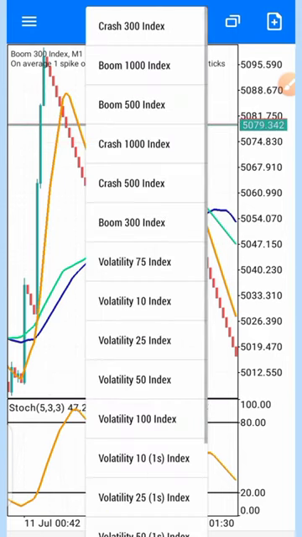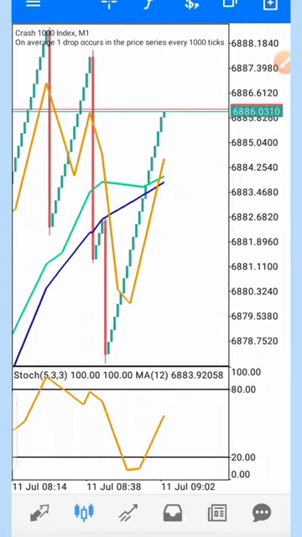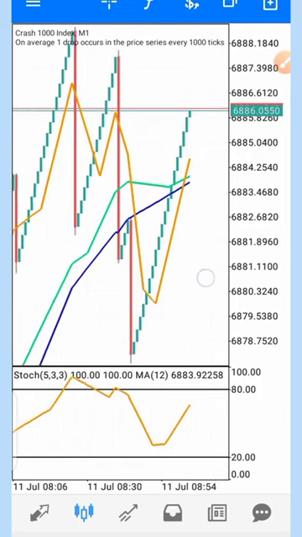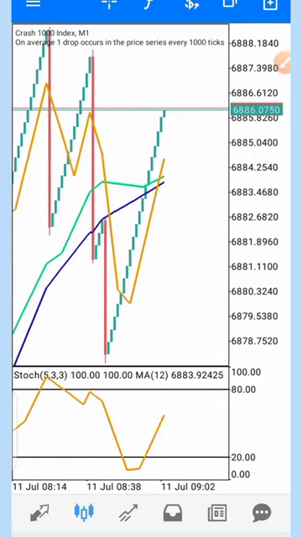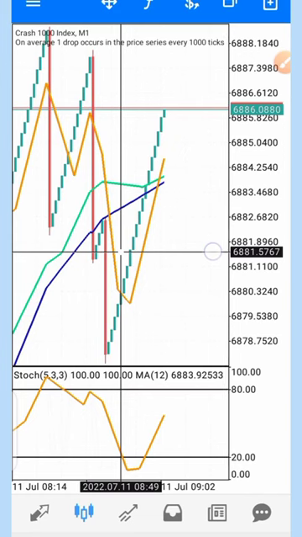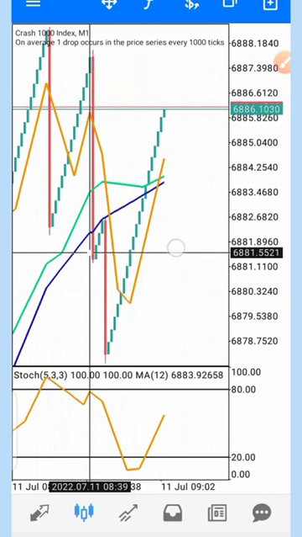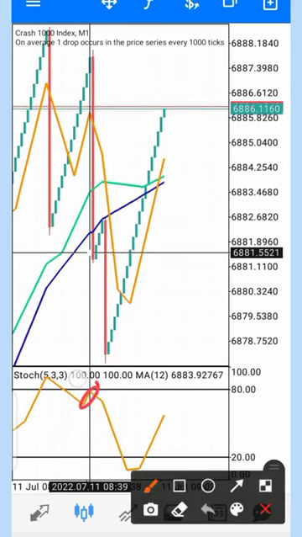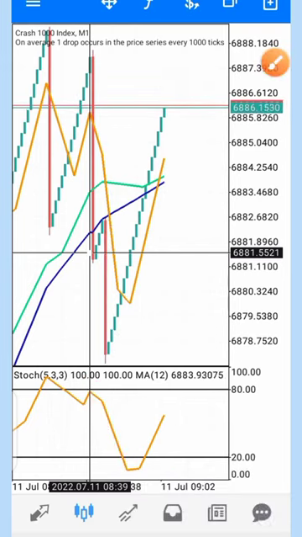Let's check Crash. This is Crash 1000. We missed this. We would have entered from here. We would have got this spike that happened before it got to this oversold region. So that is how the strategy works. It's very effective. You understand?